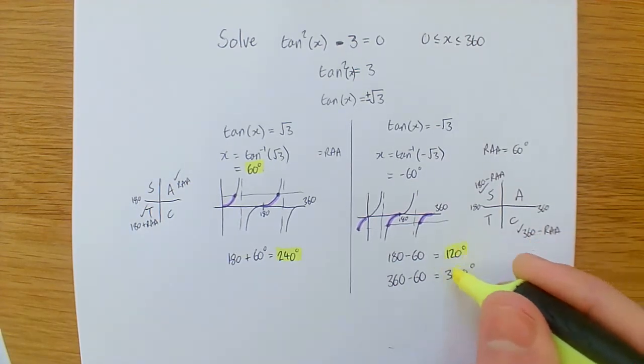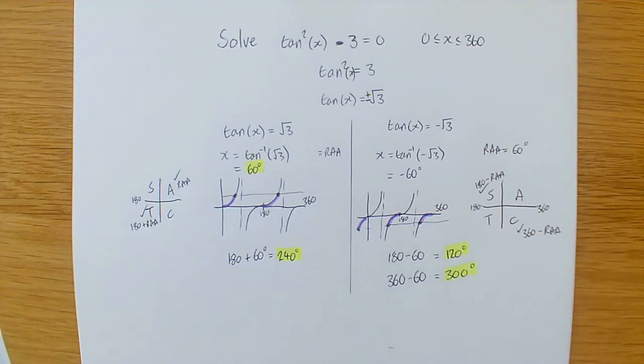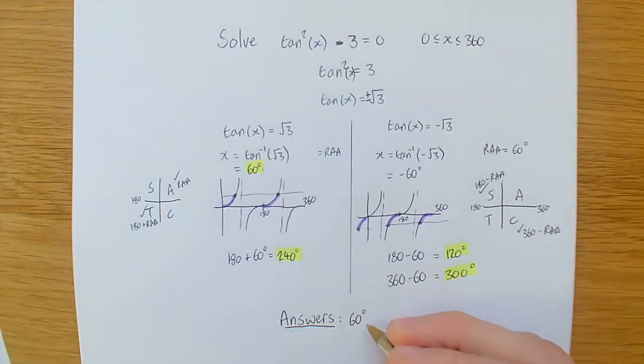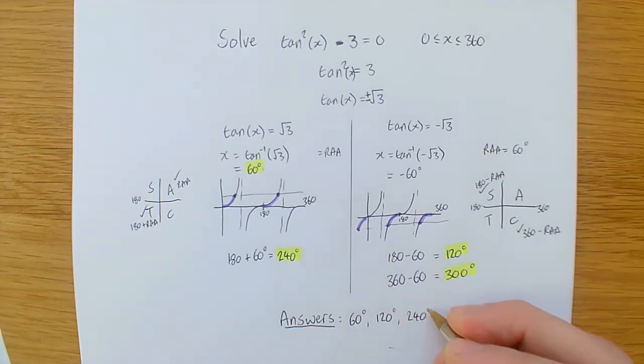I'm just going to highlight those just to make it really clear what I've got. And like you'll soon be doing more regularly, because these questions are getting longer and more complicated, I'm just going to list my answers at the end. So we've got 60 degrees from here, 120, 240, and 300. Don't worry if you don't put them in order. I think it looks nice and neat to have them in order, but certainly not mathematically important at all.